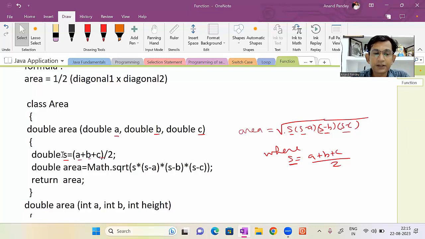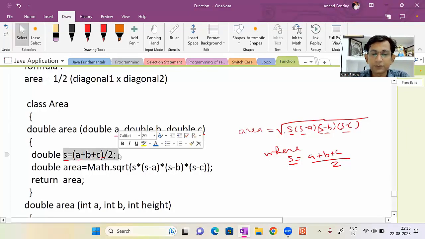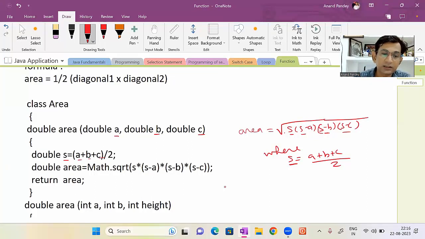Okay, so first we are calculating semi-perimeter using the formula A plus B plus C by 2. Then we are writing the formula for the area equal to under root. As you know, for under root we use math dot sqrt, then S into S minus A into S minus B into S minus C, and then return area. It is given in the question. Please read each and every word properly. It is given in the question.